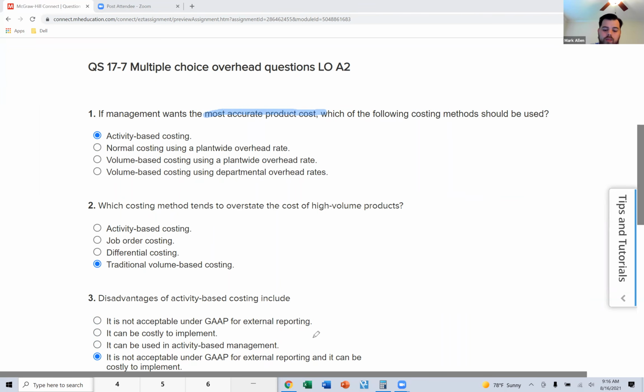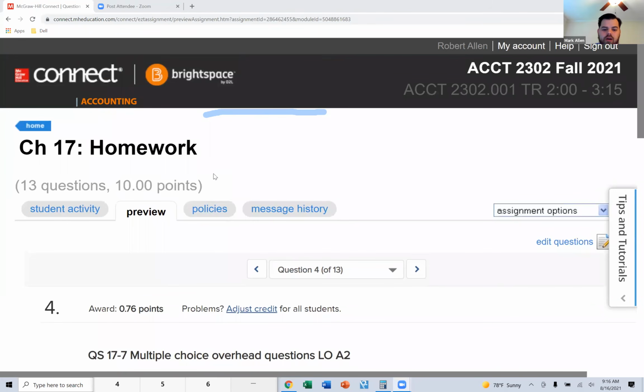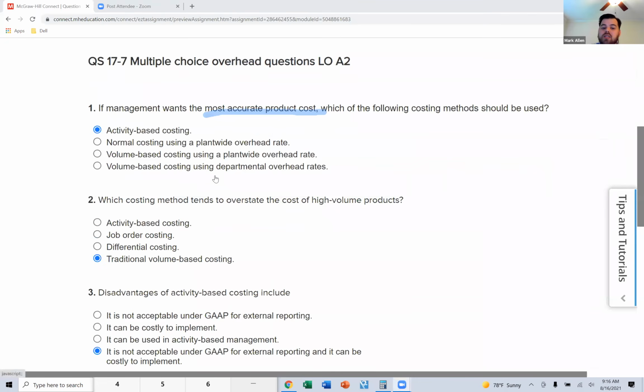It shouldn't come as any surprise that in the chapter where our topic is activity-based costing, that is what we're going to be looking for here, right? The reason we're spending all of this time learning about activity-based costing is because it is a superior method to what we've seen up until this point. So that is, in fact, the most accurate method.